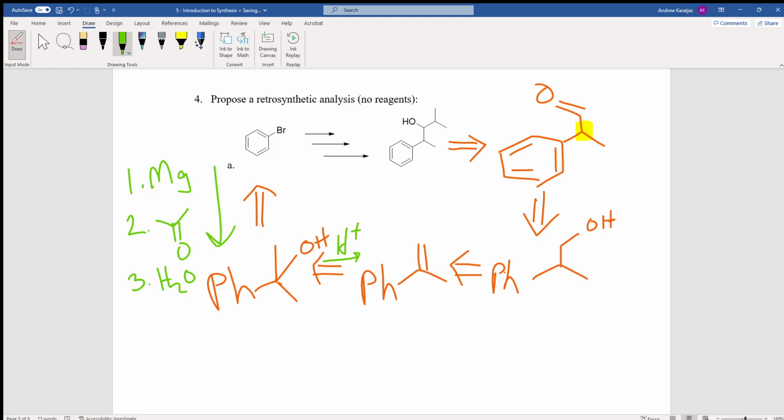Now we need to make the new alcohol. We need to put the alcohol on the other carbon. Notice that we took the alcohol which was on the most substituted carbon. We want to put it on the least substituted carbon. The way we've learned to do that is with hydroboration. So borane in our first step, followed by peroxide and base.